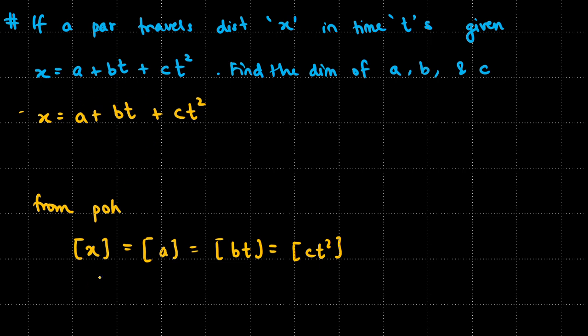Now let's take two pairs at a time and find the dimensions. Since we know the dimension of x and t, we must take two equations where we have one as x and one with t or without t. So taking the first two pairs, the dimension of x must equal the dimension of a. The dimension of x, which is a distance, will be L. So the dimension of a is gonna be L.